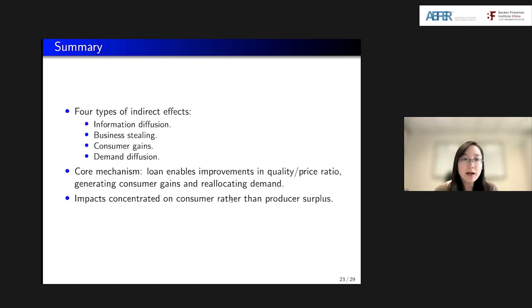So far we see that there are 4 types of indirect effects, including information diffusion about the loan product, a negative business stealing effect from competitors, positive consumer gains, and also demand diffusion from non-competitors. And the main mechanism of the effect is that the loan enabled firms to make improvements in quality to price ratio, generating positive consumer gains and reallocating demand. And the impact was concentrated on consumer rather than producer surplus.